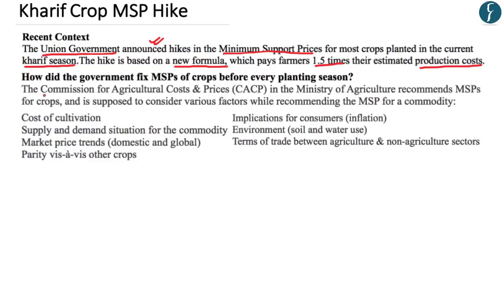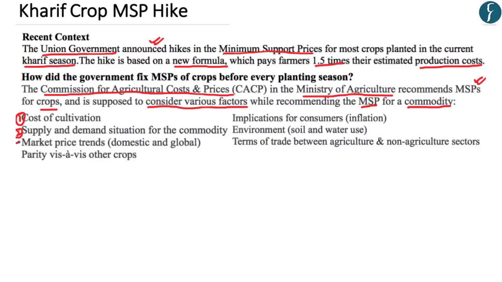What used to happen earlier is that the Commission for Agricultural Costs and Prices, which is under the Ministry of Agriculture, used to recommend minimum support prices for crops. The CACP would consider various factors while recommending the minimum support price for a particular commodity or crop. The various factors included the cost of cultivation of that commodity or crop for the farmer, and the supply and demand situation for that commodity.